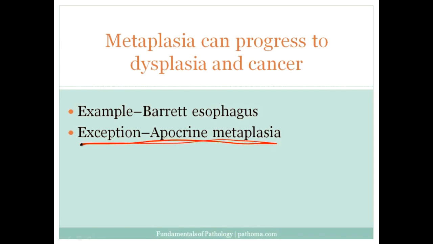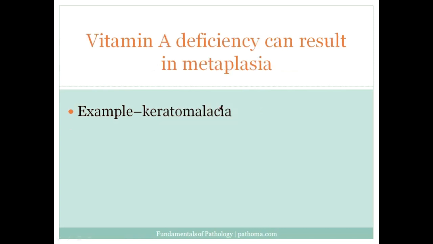Now, one very important exception, which becomes commonly tested, is that apocrine metaplasia does not increase the risk for cancer. Okay, what's apocrine metaplasia? Apocrine metaplasia is one of the changes that's seen in association with fibrocystic change of the breast. The fibrocystic changes can be associated with an increased risk for the future development of breast cancer. However, apocrine metaplasia does not increase the risk for future breast cancer. And that's important because although it's a metaplasia, it does not increase the risk for cancer. So please keep that in the back of your mind.